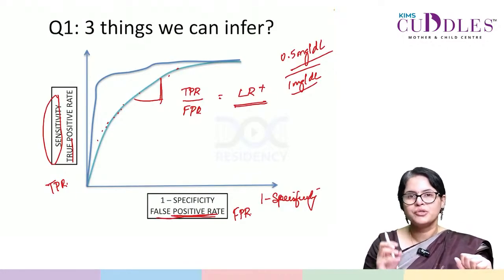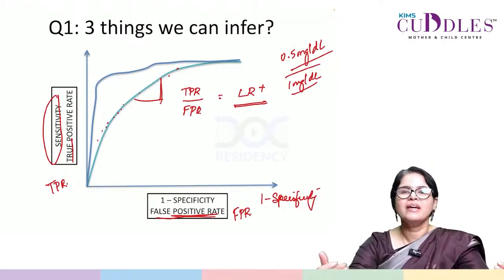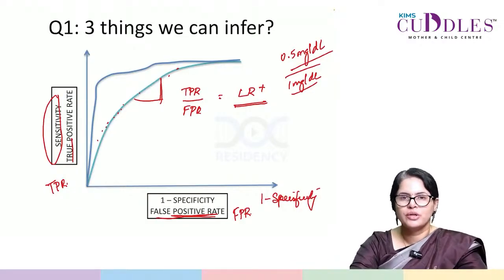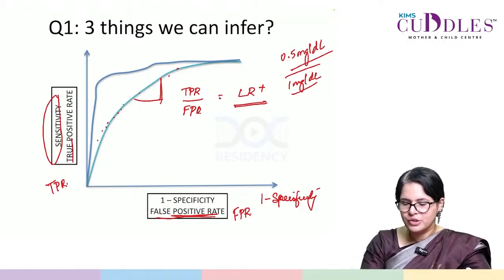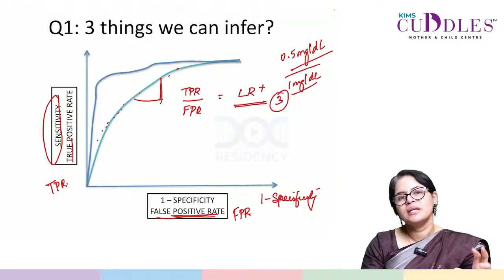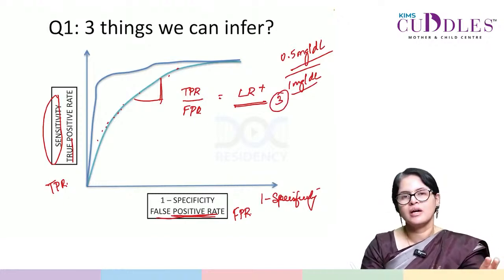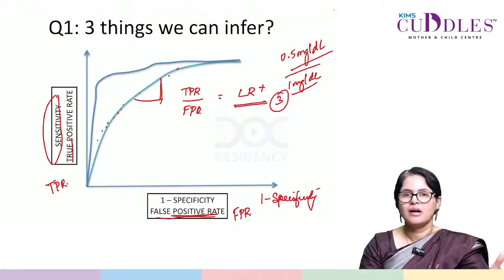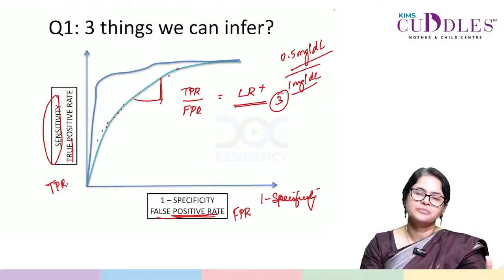Getting a positive test increases the likelihood of the patient having the condition by how many times? That gives you the likelihood ratio. So if I have a likelihood ratio of, let's say, 3, it means that a patient who tests positive, or CRP positive, is 3 times more likely to be suffering from the condition, which is neonatal sepsis, as against not having the condition.